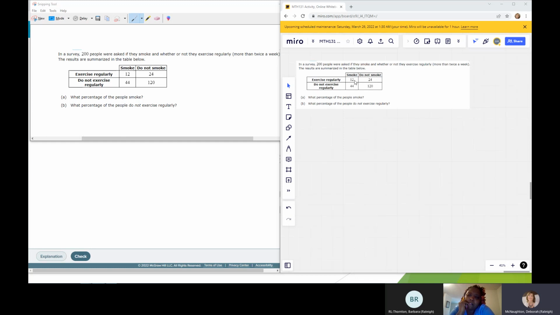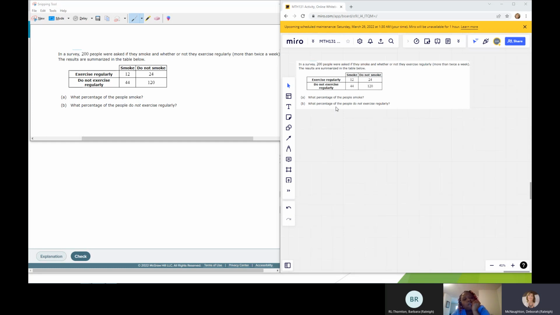So what this means, this number 12 here in the middle, is the people who both smoke and exercise regularly. Here are the people who do not smoke and exercise regularly. And down here are the people who smoke and do not exercise regularly. And here's do not smoke and do not exercise regularly. And then if we add all these numbers together, they'll add to the 200 people that were surveyed.